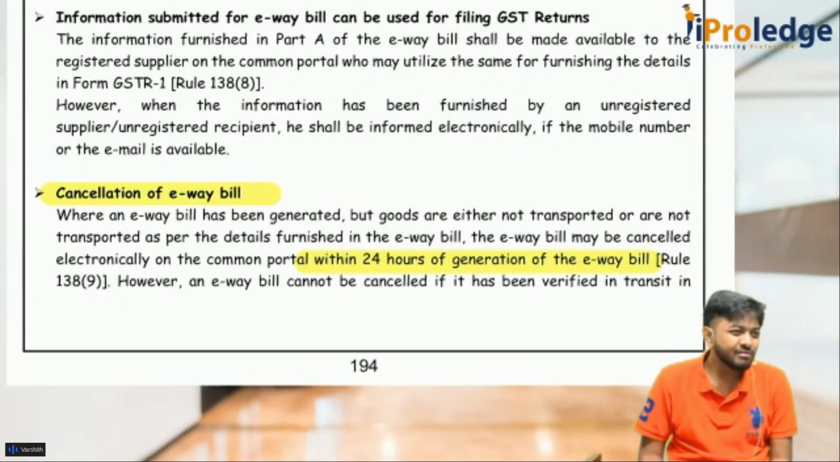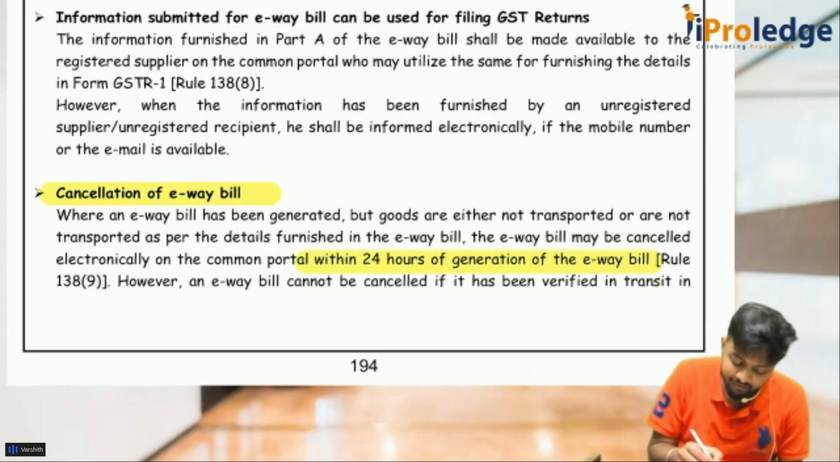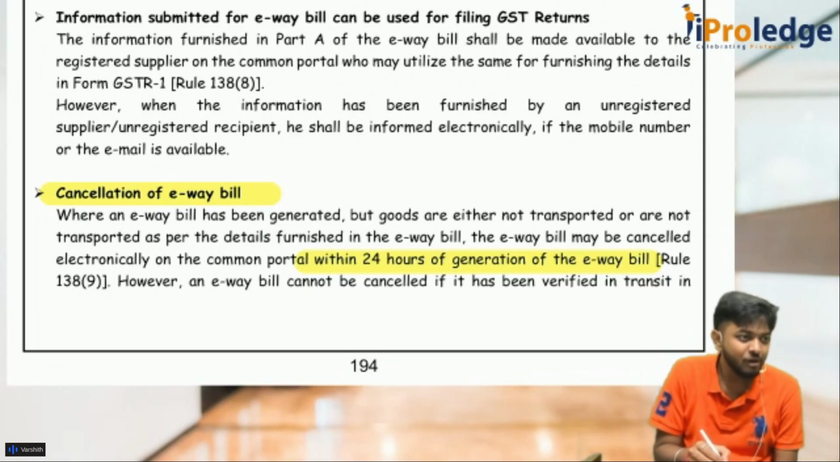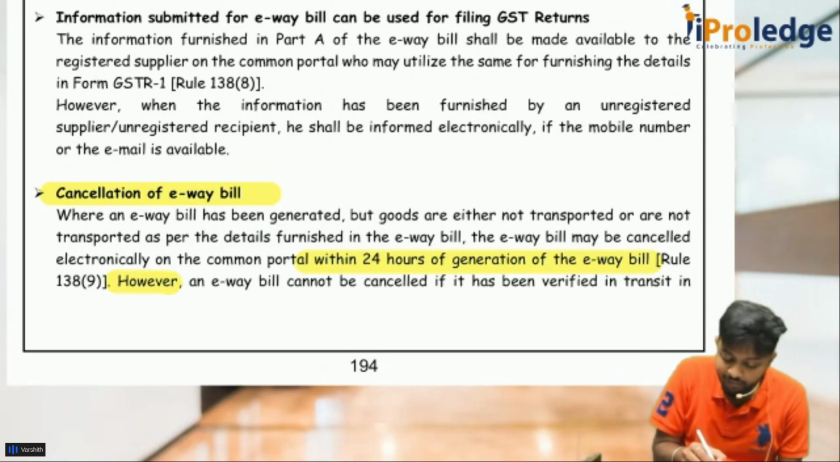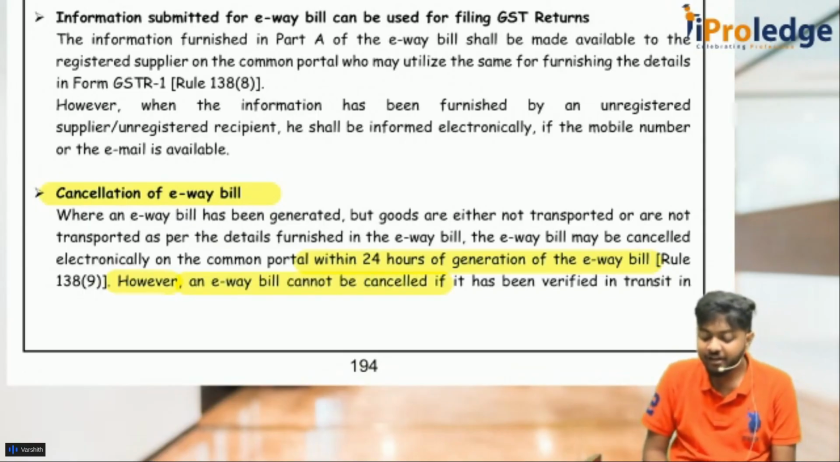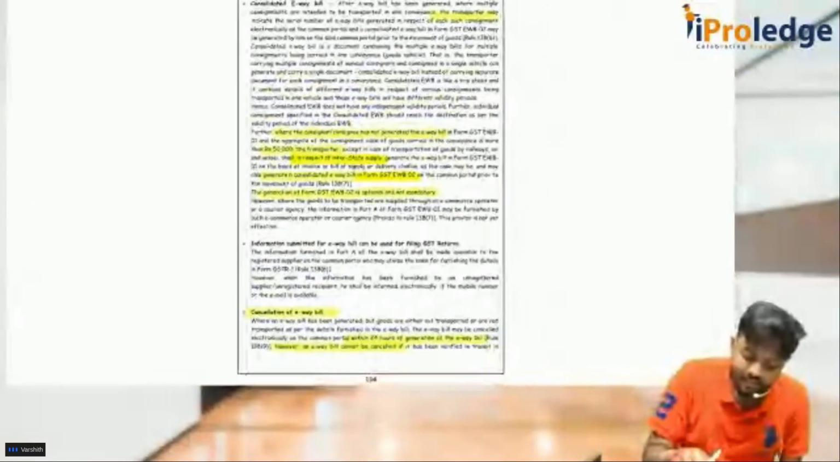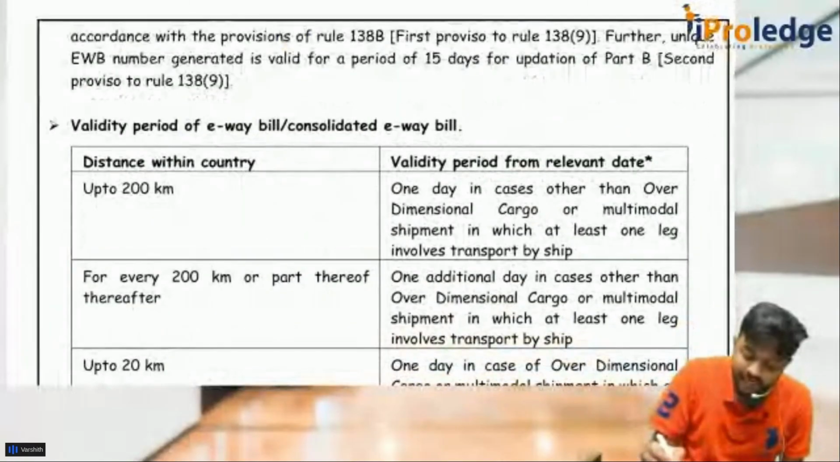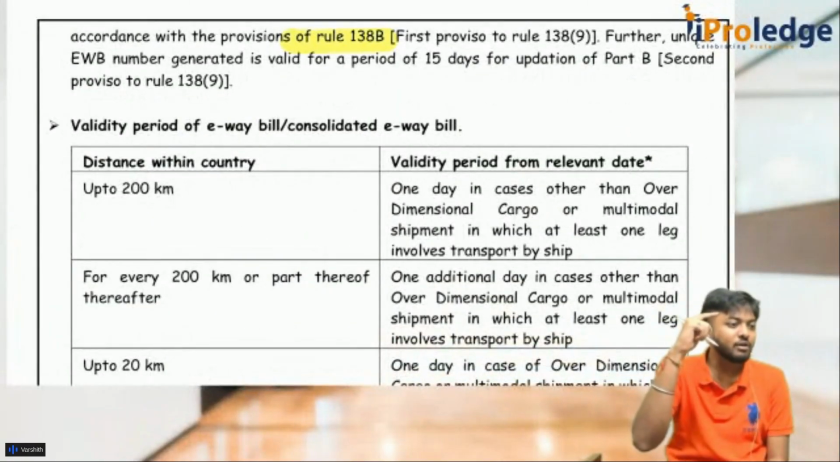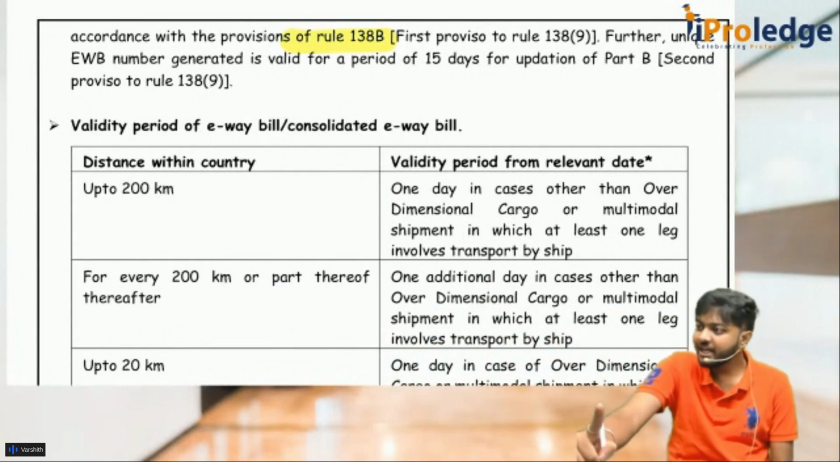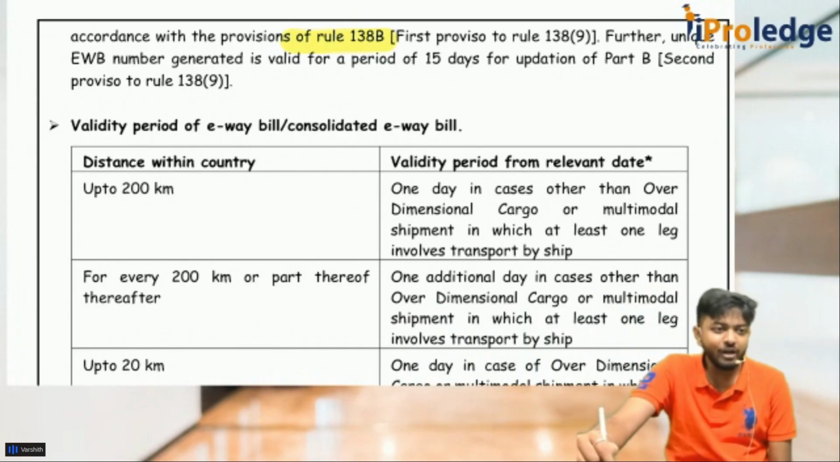Invoicing generally it was 24 hours. For e-way bill also, the cancellation can happen within 24 hours. However, an e-way bill cannot be cancelled if it has been verified in transit in accordance with the provisions of 138B. This is the same dialogue as e-invoice. Remember, within 24 hours, the e-invoice can be amended. Here also within 24 hours, e-way bill can be cancelled.